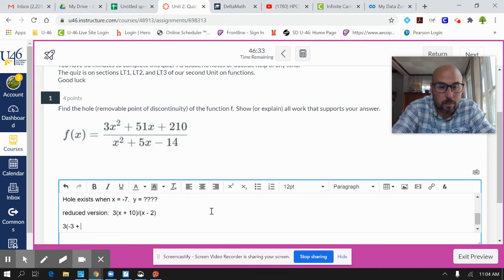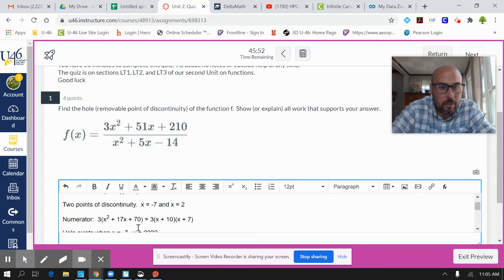So -7 plus 10. Look how good of a job I'm doing by showing my work. Why plug in -7, you ask? Where does that come from? -7 is the hole, the removable point of discontinuity. Minus 2, and that equals 3 times 3 in the numerator. The denominator is -9. And that equals 9 divided by -9, which equals -1. So the hole is at -7, -1. Full credit. There's the final answer. And everything above it is the work that supports it.